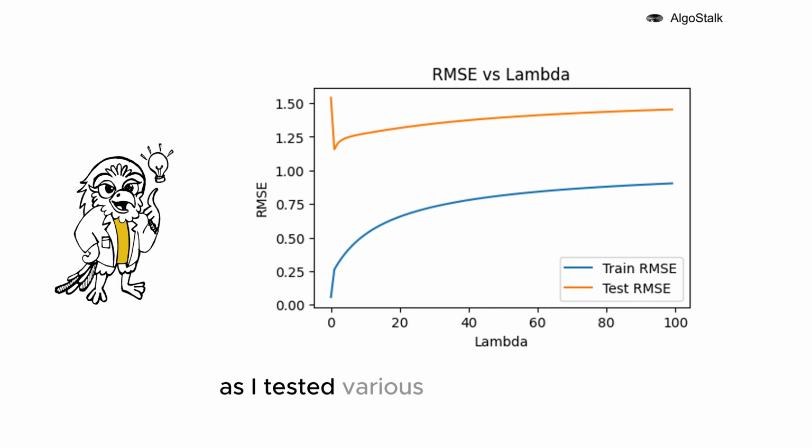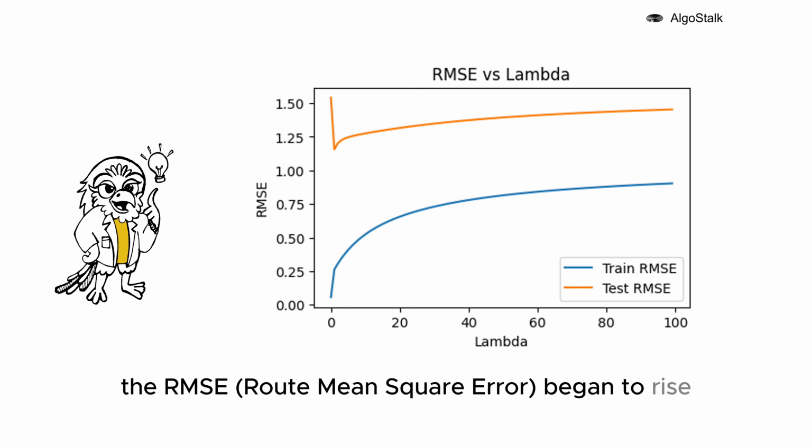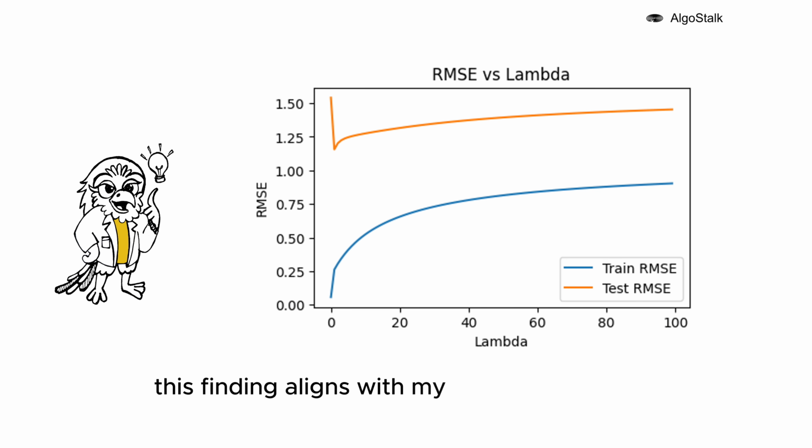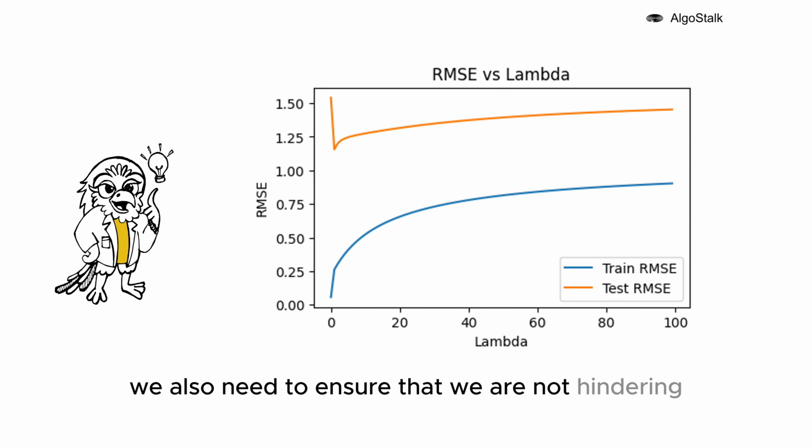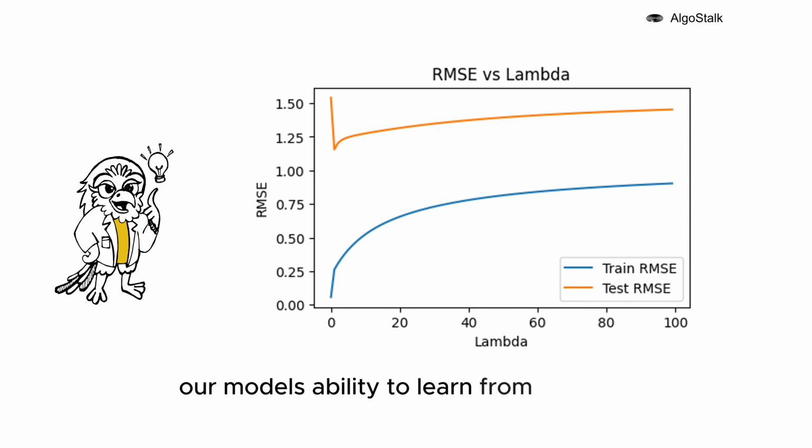As I tested various lambda values, I observed a clear trend. As I increased the penalty on the suspects, the RMSE, root mean square error, began to rise. This finding aligns with my detective instincts. Over-penalizing the suspects can lead to a loss of vital information. While we want to keep the noise in check, we also need to ensure that we're not hindering our model's ability to learn from the data.